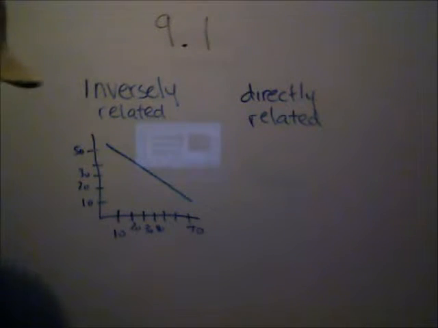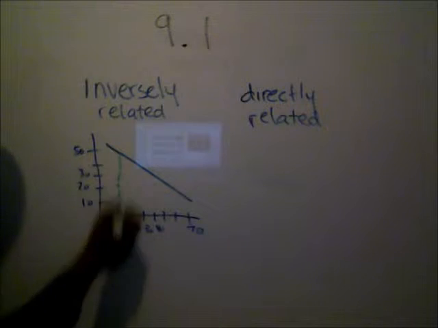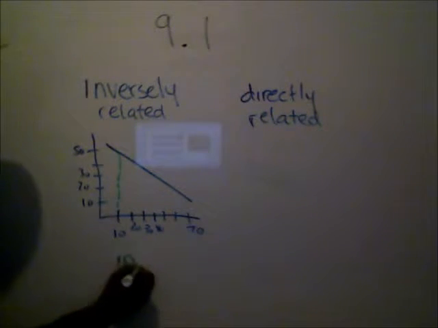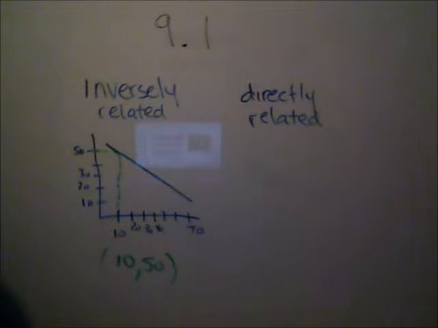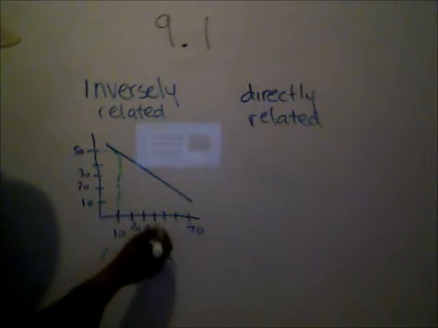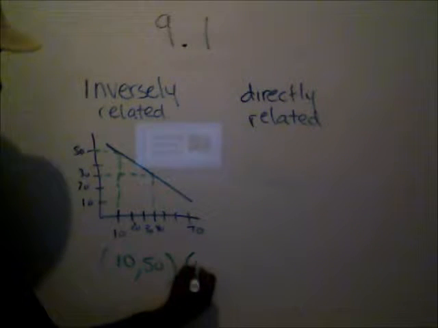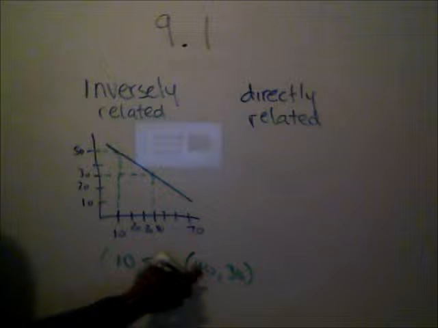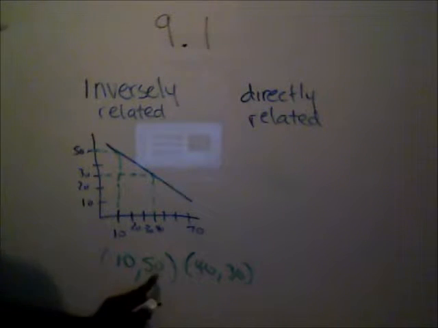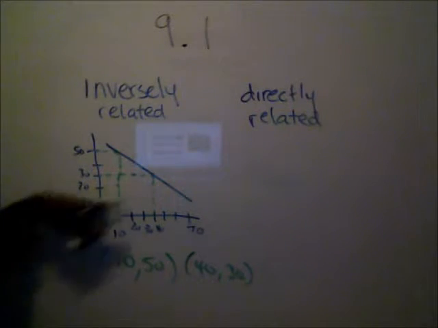As we would see, when x is 10, the y is 50. Let's compare that when we have a higher x value. When x is 40, y is 30. So what we can see is as the x gets bigger, 10 to 40, the y is getting smaller, 50 to 30. That would be how we could look at it in a graphical representation.